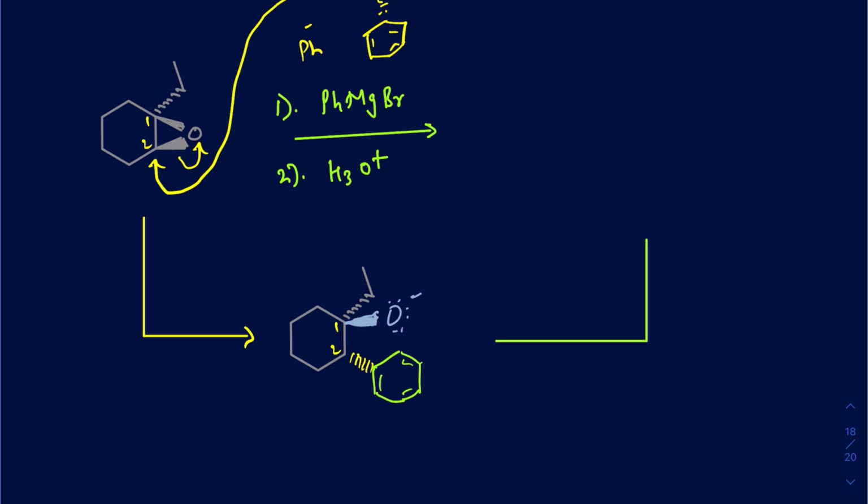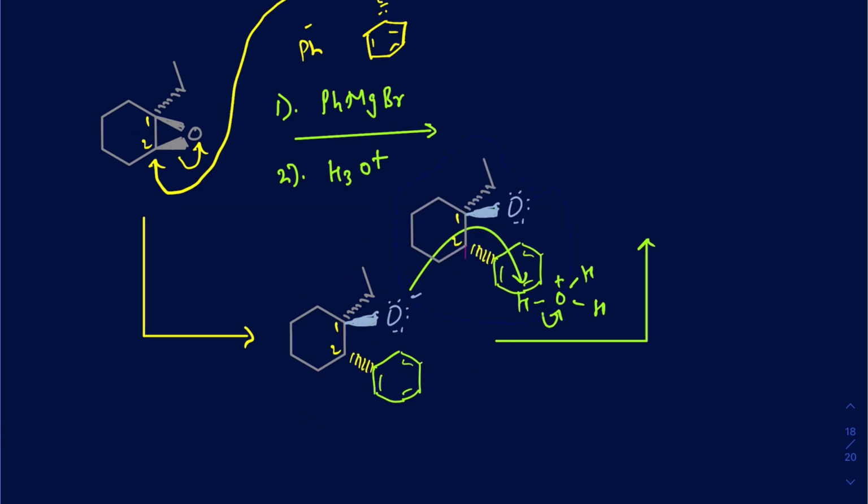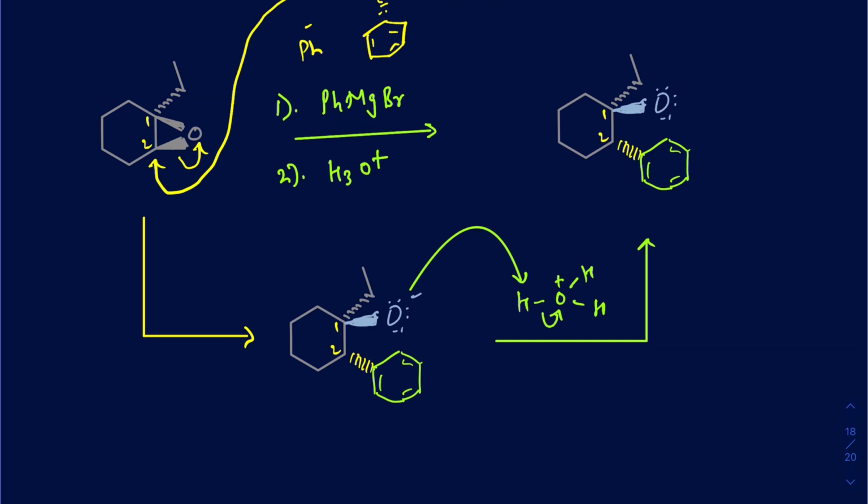Then you go ahead and protonate this in the next step. In this case, I have written down the acid there, so you can use the acid to protonate that oxygen here. And then you end up making this final product. So you end up making an alcohol again.